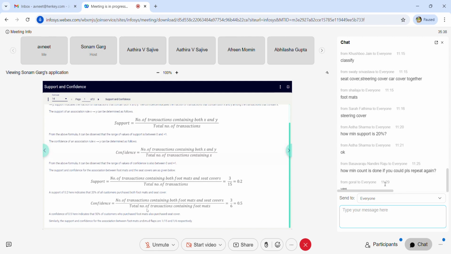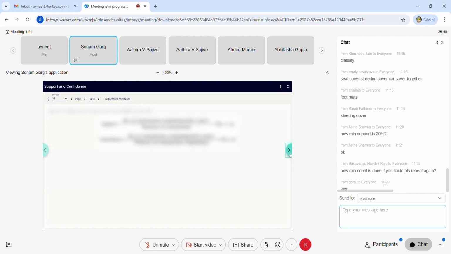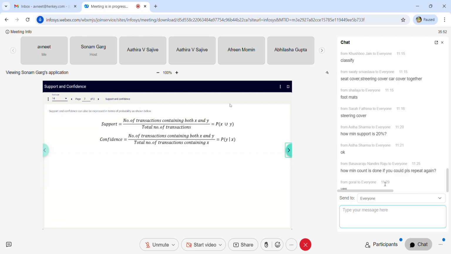Confidence checks first of all how many people have purchased X, the main item. Out of that, how many people have purchased seat cover? So that probability is different. In terms of sets, if you want to write it in notation, support is written as X union Y, because X union Y can be written as Y union X also. Confidence is Y by X. Confidence tells you how many times people will purchase Y given X.